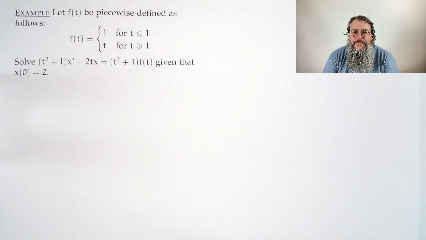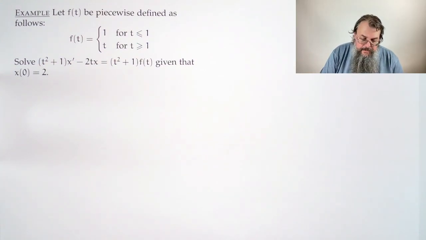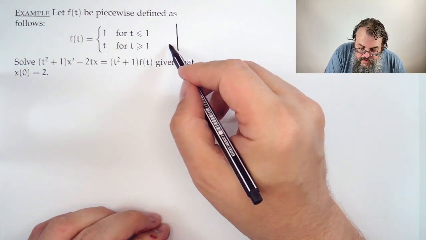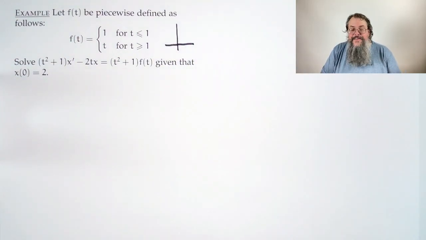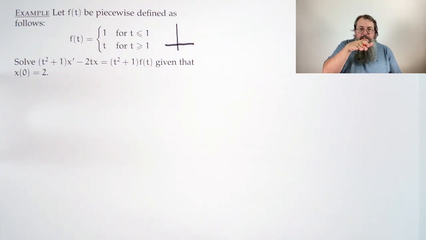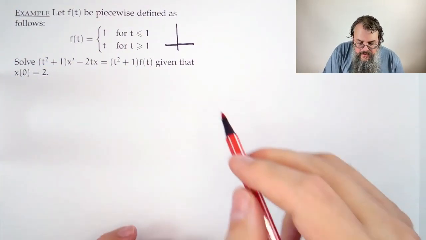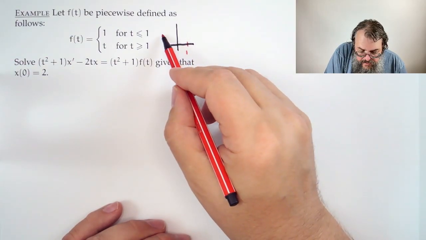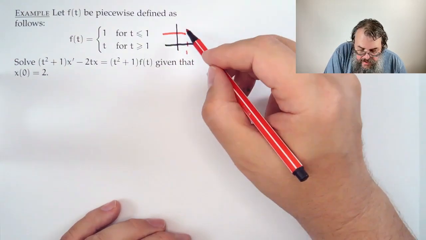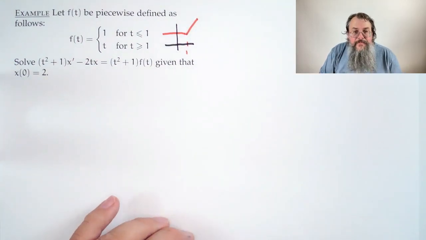Our next problem. Let f of t be piecewise defined as follows. F of t is 1 if we're below 1, and t if we're above 1. So if we were to plot this, which, hey, we have plenty of paper, well, I hope we do, it says what? Well, our function is always constant, and then it slants up. So we have 1 here. So we're 1, and then we go up.